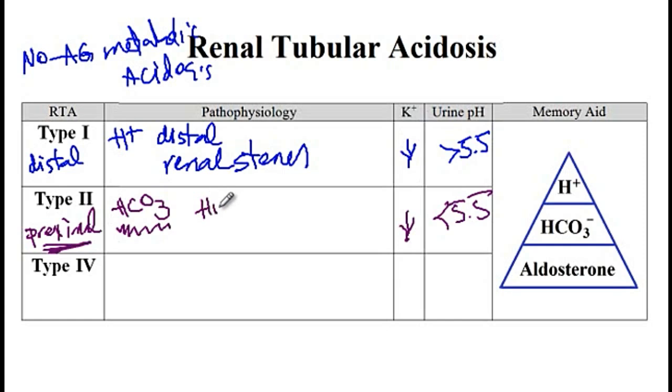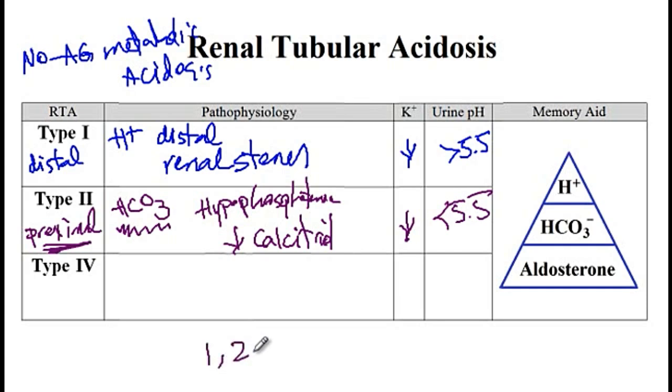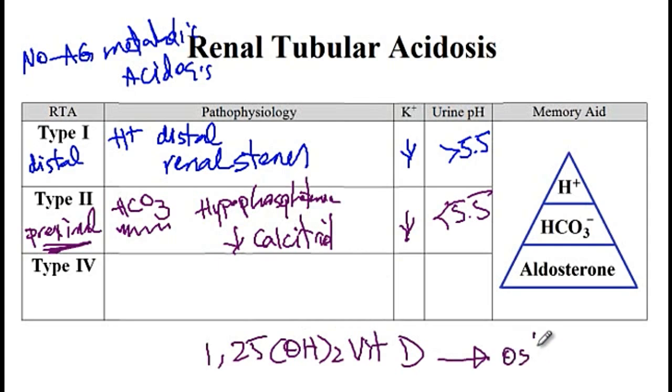They also present with hypophosphatemia, as well as decreased levels of calcitriol, which is the 1,25-dihydroxy vitamin D. So due to these reasons, these patients have decreased absorption of calcium, and thus they would develop osteomalacia as well as rickets.